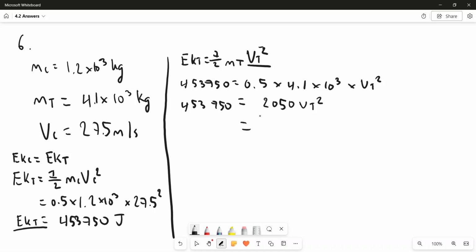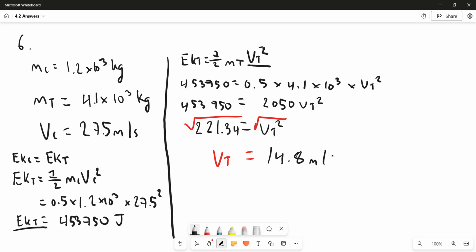And then what we're going to do, we have to isolate, so we'll divide 2050 on both sides. And so we get, and then in order to isolate the velocity of the truck, we need to root each side. And so what we should get is the velocity of the truck is equal to 14.8 meters per second. However, the answer may require us to write it in kilometers per hour.